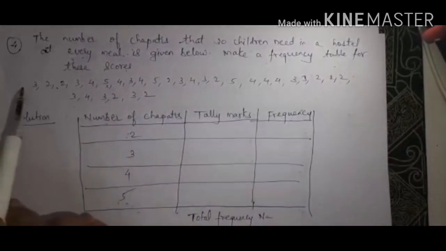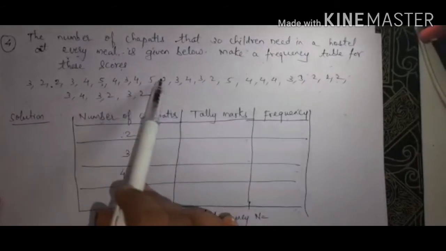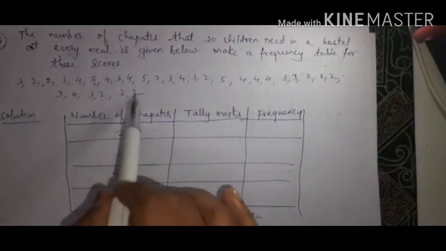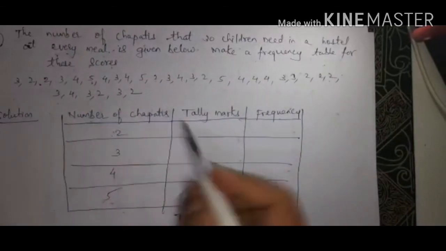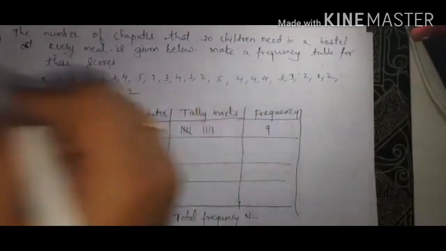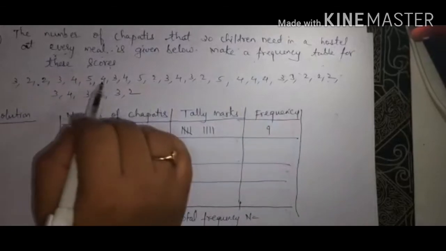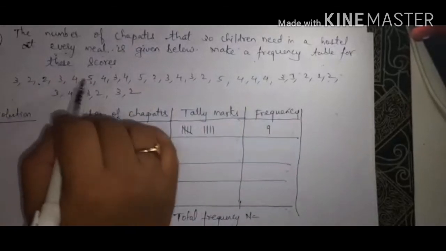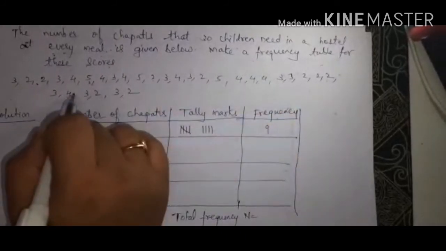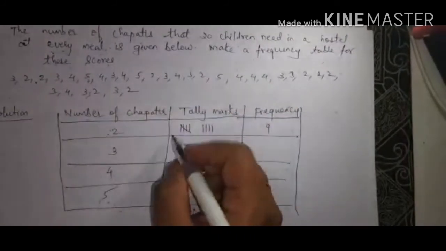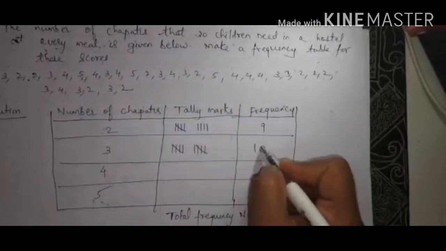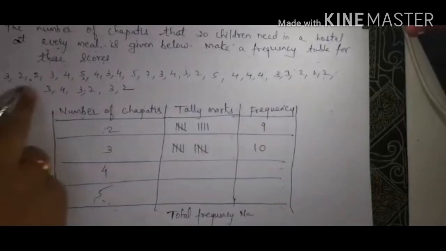Now let's see, 2 is repeating how many times? 1, 2, 3, 4, 5, 6, 7, 8, 9. It's repeating 9 times. 3 is repeating how many times? 1, 2, 3, 4, 5, 6, 7, 8, 9, 10. It's 10 times. 4 is repeating how many times?